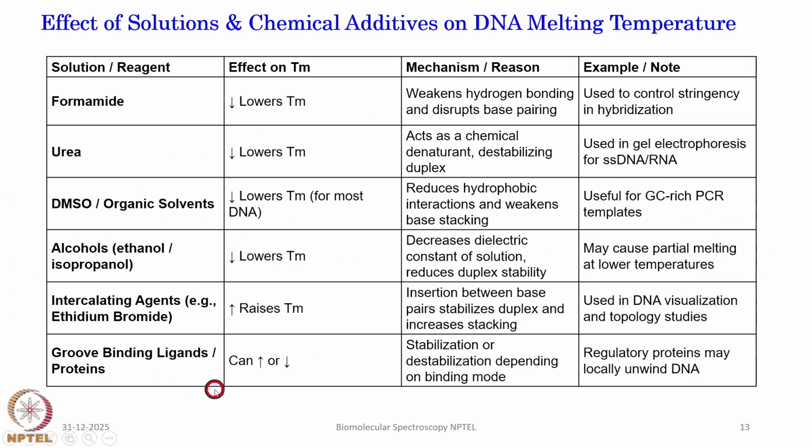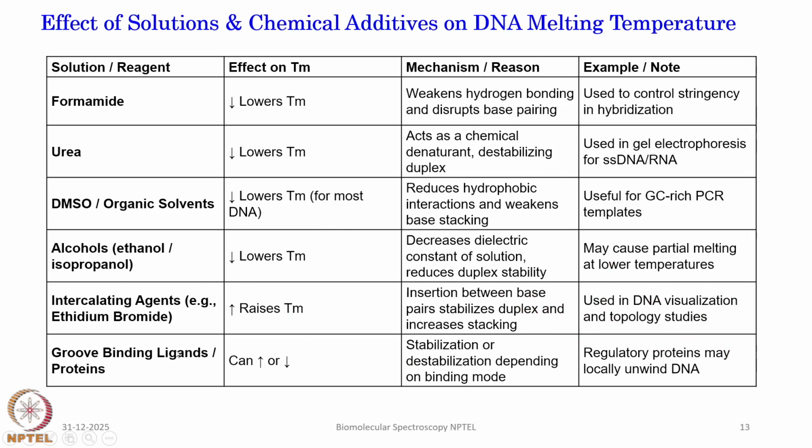Now, some agents are intercalating agents. Intercalating agents go and intercalate in the DNA bases, like EtBr, ethidium bromide, and it raises the Tm. What it does is insert between the base pairs and stabilize the duplex. If it is stabilizing, then base stacking is increasing, and due to that the Tm rises. This is used for visualizing the DNA, or in topological studies.